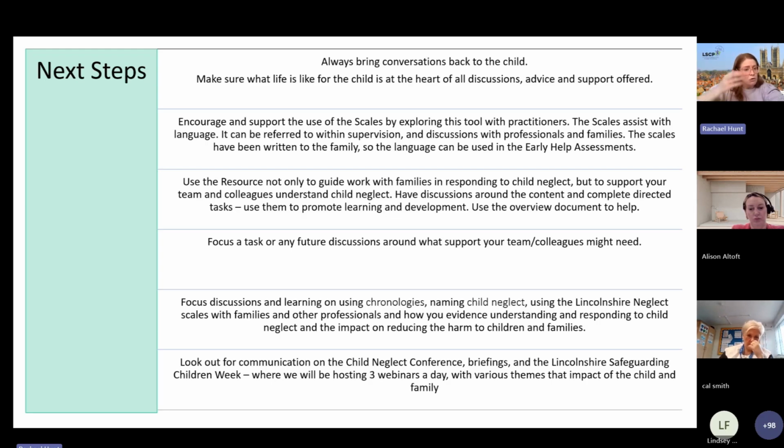You can focus any tasks or future discussions around some of those themes that we said, or have a look at the document which talks you through those directed tasks and start to think about how you can use this within your service. Utilise chronologies and think about having those conversations around naming child neglect and some of the difficulties.